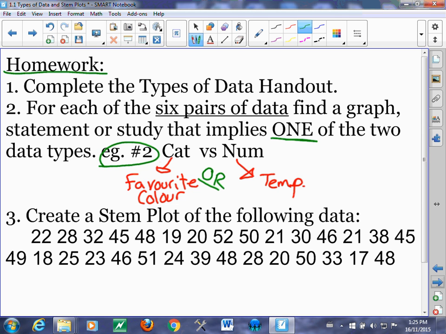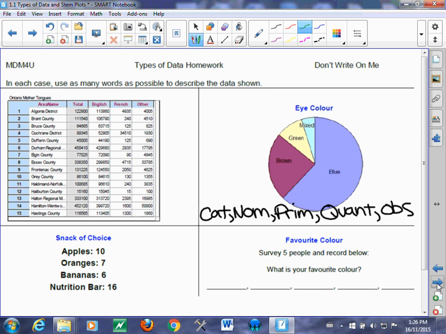And then, for example, the homework question is to complete the categories of, I apologize, let me back that up. For number 1, when it says to complete the data types, for each graph, if you can, label all the different types of data. So for example, this is a categorical one because I see names for eye color as opposed to numbers. It's nominal, it's primary data, I'm guessing, because I think it's been collected. It's quantitative, and it's going to be an observation thing. So for each example, use as many words as possible to describe data.